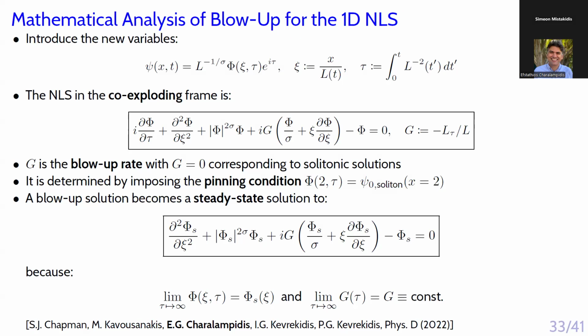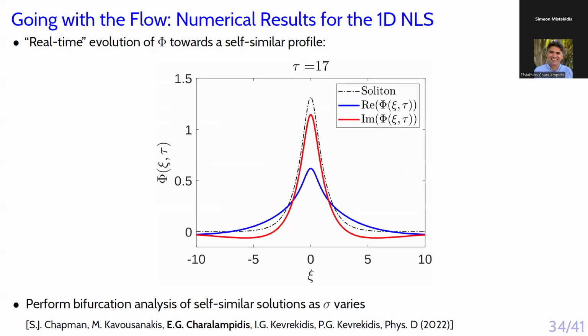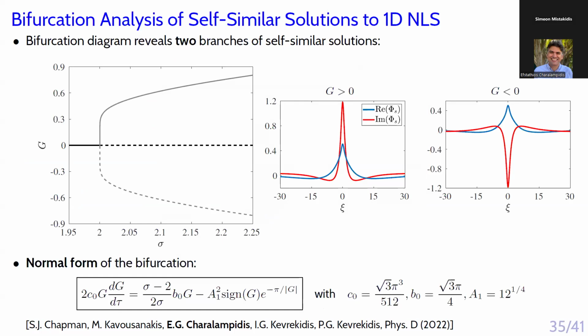You can actually pick solitary data, you can evolve it over time, and then after a large amount of time, the solution appears as stable. Essentially, you have converged to a stationary profile, which in the original frame is going to be a blow-up solution. Okay? So with that machinery, you can do a bifurcation analysis, because that's what I'm interested in. I'm interested in finding branches of solutions to nonlinear dispersive problems, in that particular case of blow-up solutions.